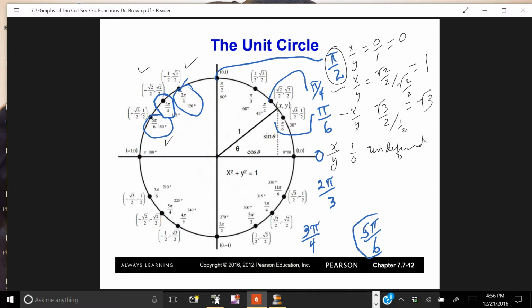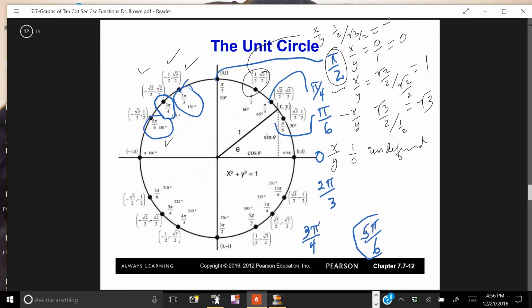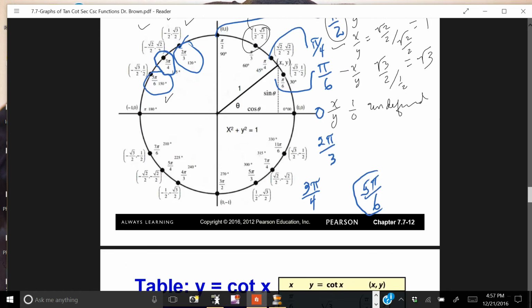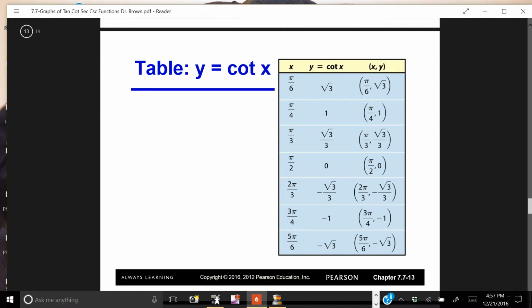And notice for the angle 2 pi over 3, it's going to be the same as we got for pi over 3. And for pi over 3, it would be x over y, which is 1/2 divided by the square root of 3 over 2, equal to 1 over the square root of 3. It's equal to the square root of 3 over 3. So for pi over 3, it's the square root of 3 over 3. Let's check this over here. Square root of 3 over 3.